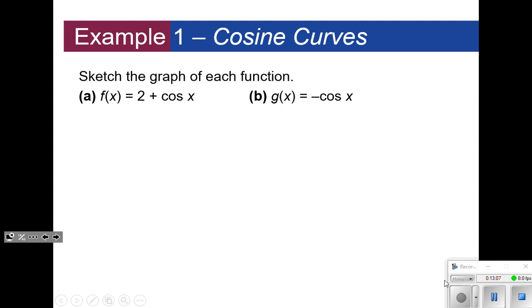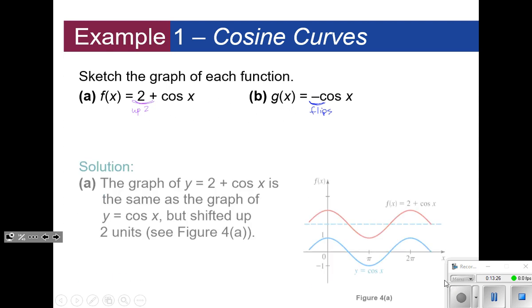So sketch the graph of each function. Let me quickly say, first of all, shift up 2. Now, something I didn't include earlier on what I just erased: what does a negative do for us? It flips it, if you all remember. It flips it down. So let's see this in action here.